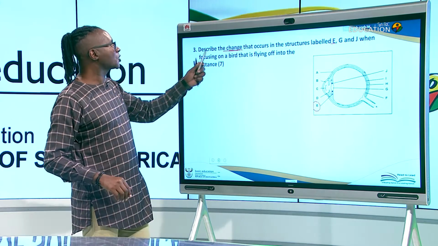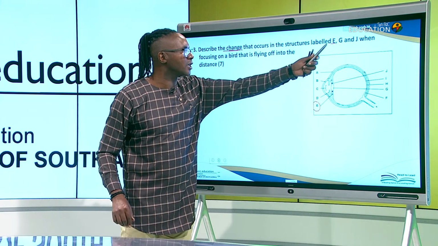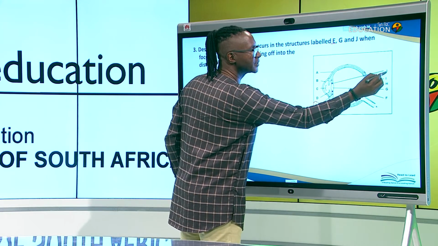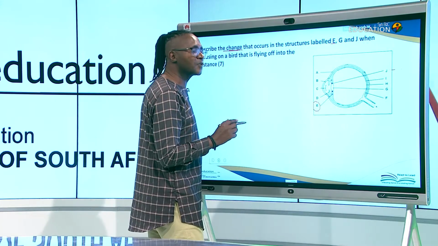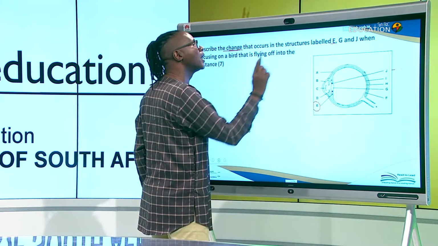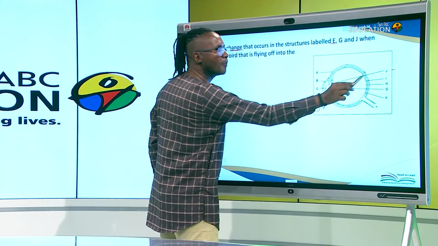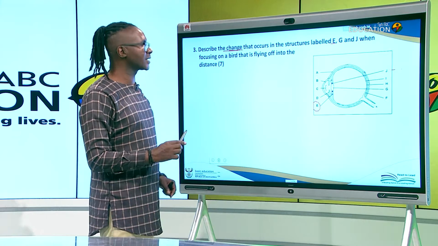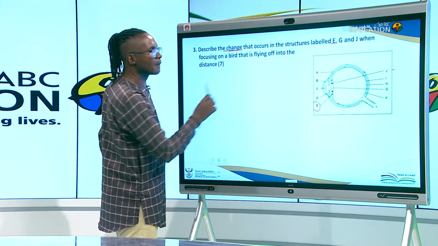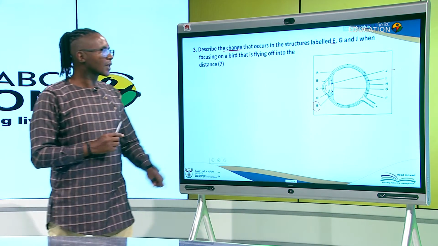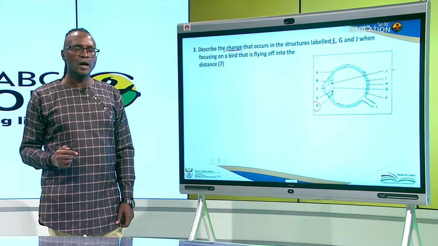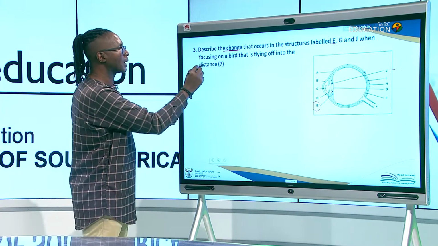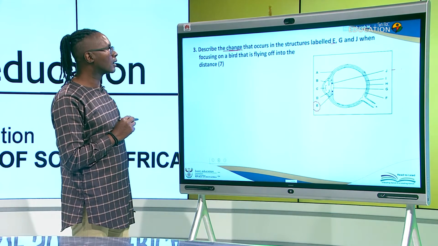So they say the change that occurs in the structure labeled E, G, J. And we mentioned that J is suspensory ligaments. That's why it's very important to label the entire eye before you do the questions. So you go back and check. J is our suspensory ligament. E is our ciliary body. G is our lens. What's going to happen to the lens? Right? Now, what is going to happen?